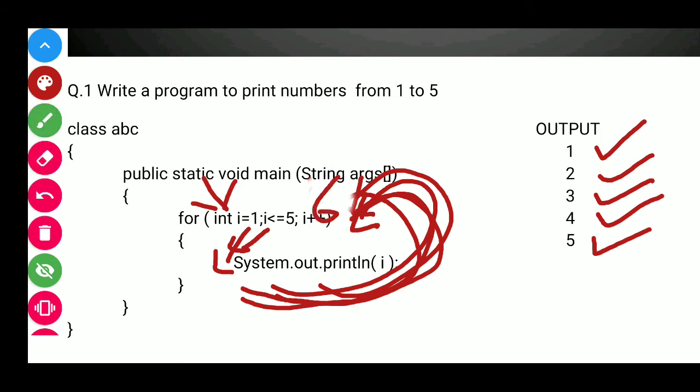6 is less than or equal to 5, the condition is false. Because of false, it will not get inside the block of the for loop. It will come out here. And after this, it will go to the closing of the main function, and then the class will close. This way we have printed all numbers from 1 to 5.